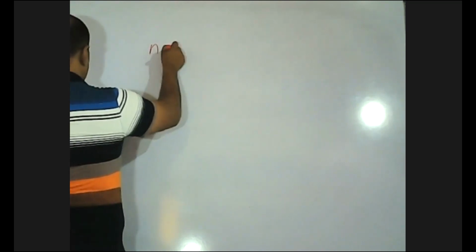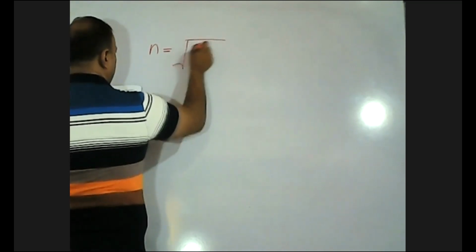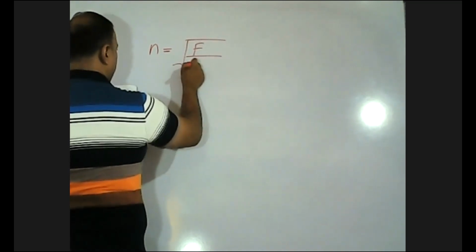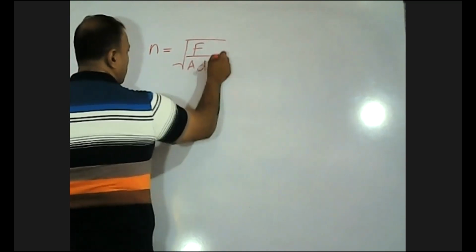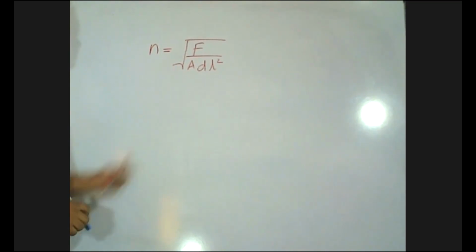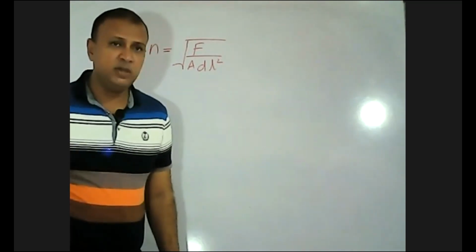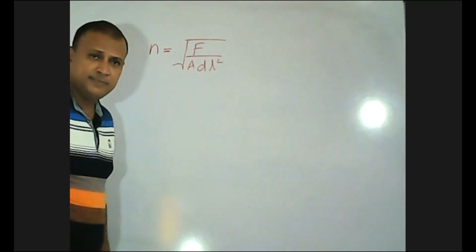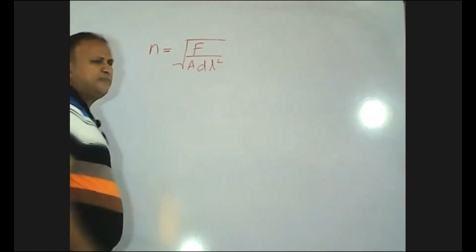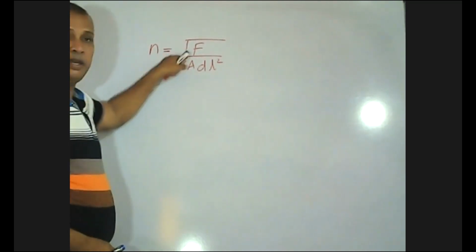Look at the question. N is equal to square root of F over A D L squared. Actually, the dimension of K is 1. It is given, so writing the dimension of K is not required. That's why I did not write K.